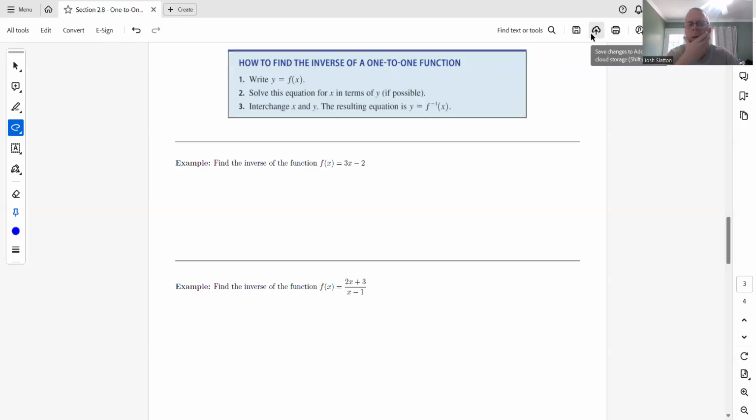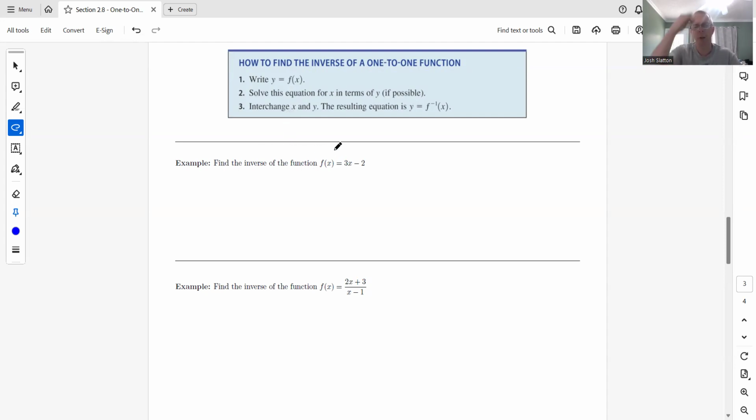All right, so let's talk about how to find an inverse of a one-to-one function. We said in the last video that a function has an inverse if it is one-to-one. It's one-to-one if it passes the horizontal line test. So assuming we can find the inverse of a function, how do we do it? Here are the steps written out. We'll talk about these as we go.